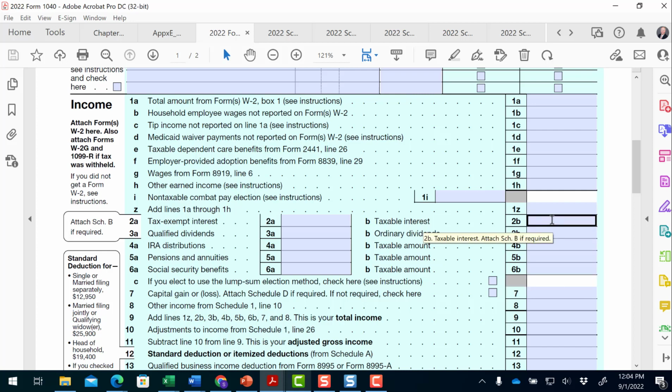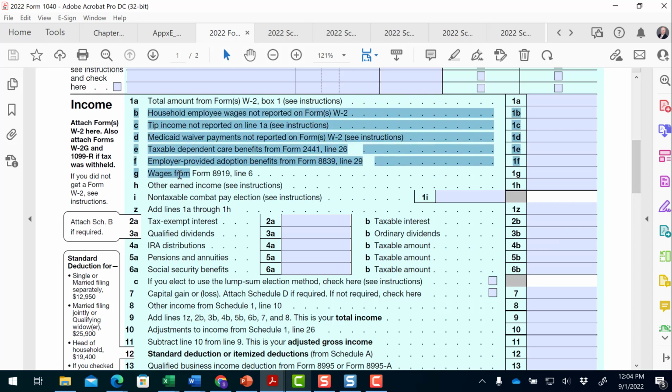You're collecting that information and you're reporting it for the most part directly right on the 1040. Now, lines 1B through 1I, these are actually all new this year. And I think what they're looking for is they're trying to highlight areas that they think possibly aren't being reported and should be.